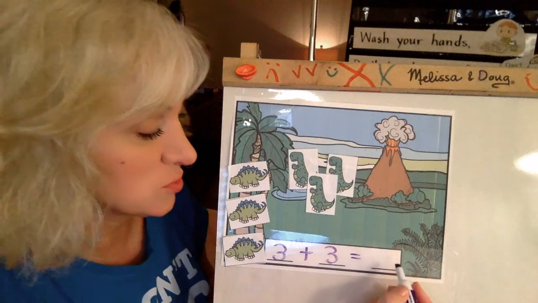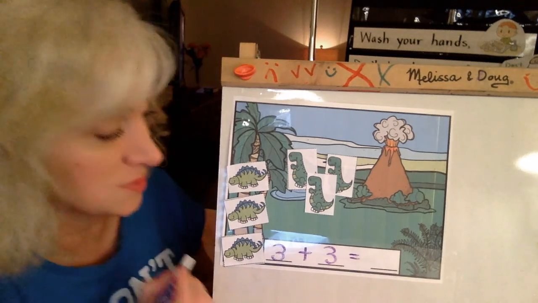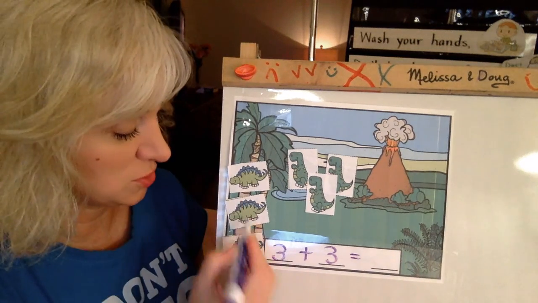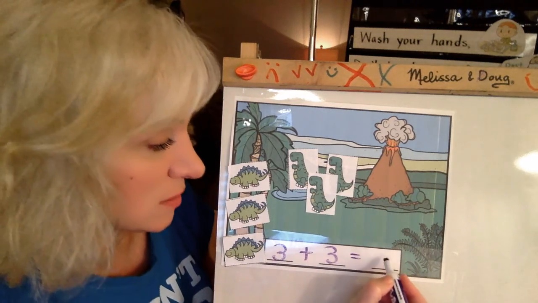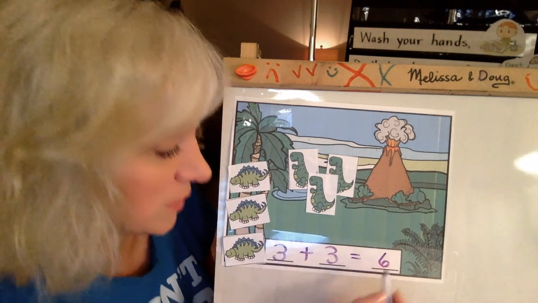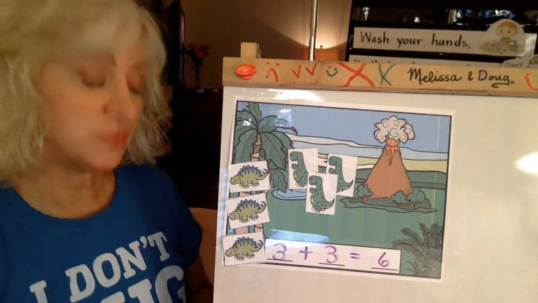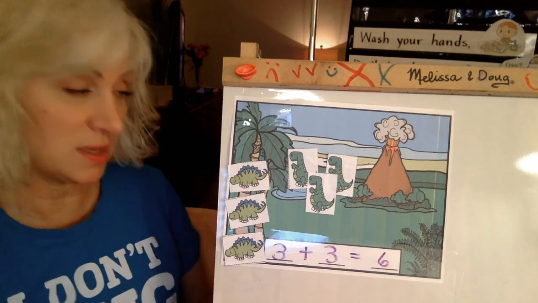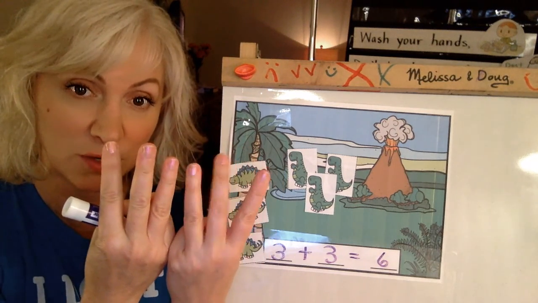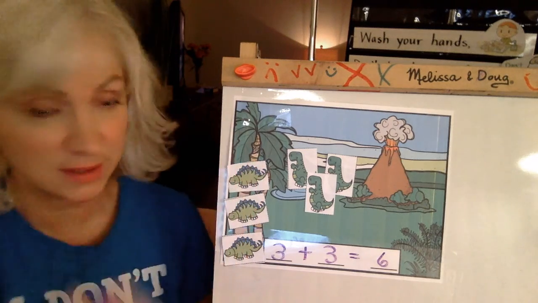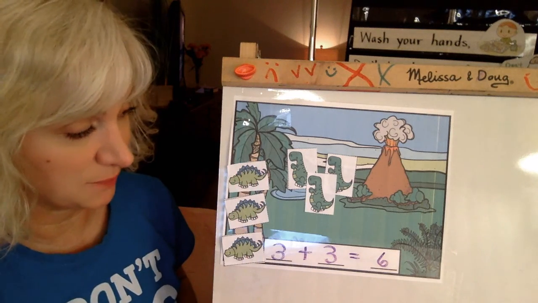So 3 dinosaurs plus 3 more dinosaurs equals 1, 2, 3, 4, 5, 6. And I bet you knew that. I almost wrote it down because I figured you'd know it. But if you want to use your fingers, you can do the same thing. You show me 3 fingers over here plus 3 fingers over here. Put them together. We got 1, 2, 3, 4, 5, 6. Just like we would count it the same, okay?